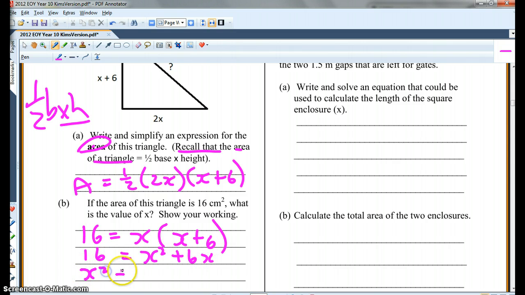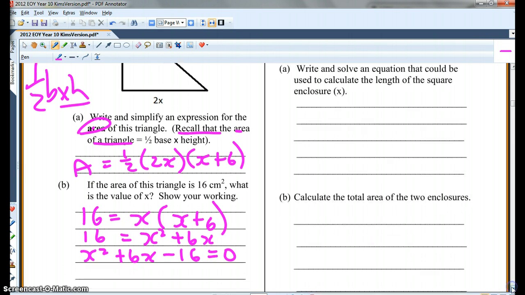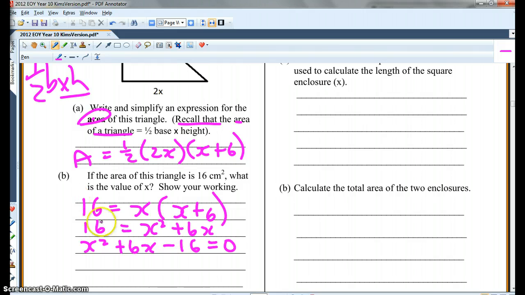Rearrange, x squared plus 6x minus 16 equals 0. Okay, so what I've done is I've taken the plus 16 on this side to the other side and made it equal to 0. So my equal 0 is actually there, and then I've flicked it.